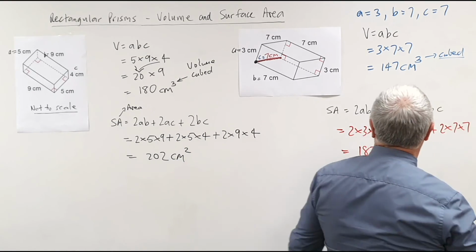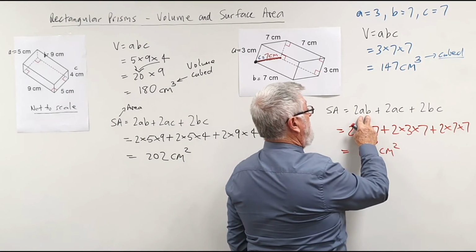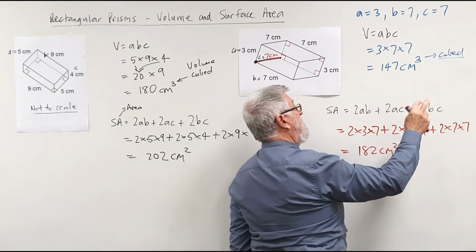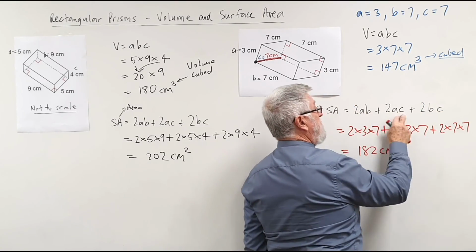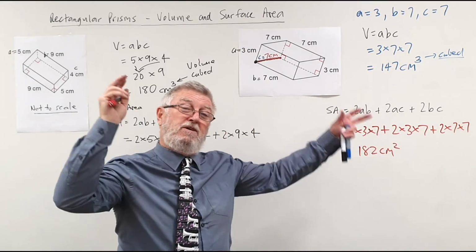So if you have a look at this formula here, we get one of the sides, which is the area of a rectangle. We get another area of a rectangle, and we get another area of a rectangle. So they're the 3 different rectangles. And what do you do with each of them? We double them.